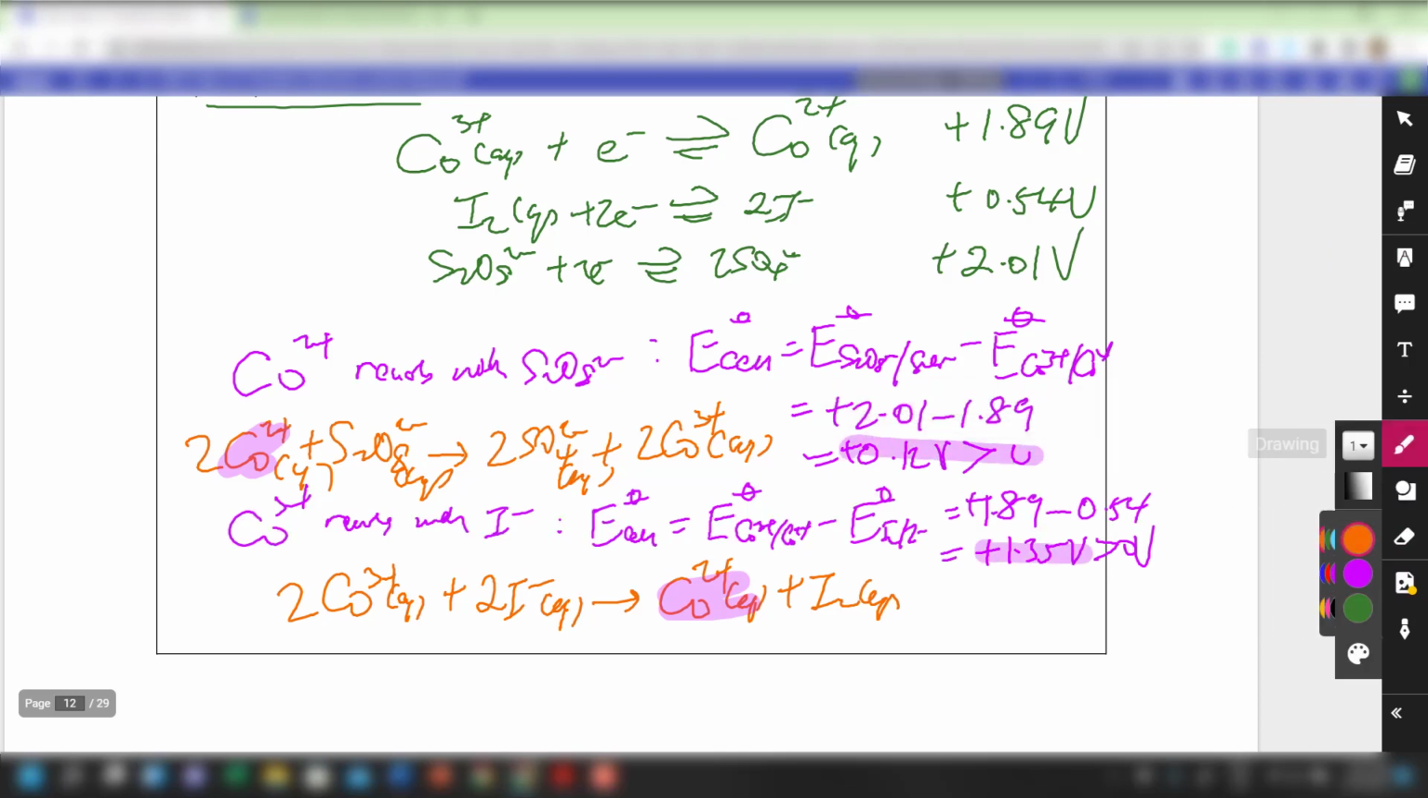Then you might ask, how do you know whether they are kinetically feasible? They are likely to be kinetically feasible because their reactions involve collision between oppositely charged ions.